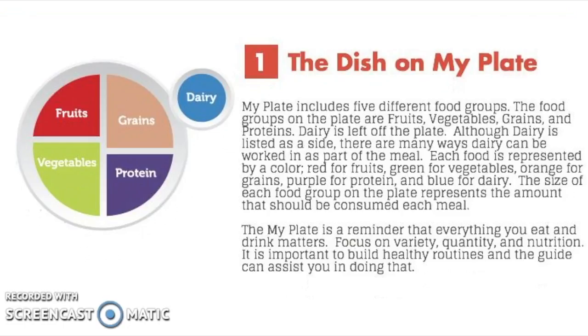Although dairy is listed as a side, there are many ways dairy can be worked in as a part of the meal. Each food is represented by a color: red for fruits, green for vegetables, orange for grains, purple for protein, and blue for dairy. The size of each food group on the plate represents the amount that should be consumed each meal. The MyPlate is a reminder that everything you eat and drink matters.